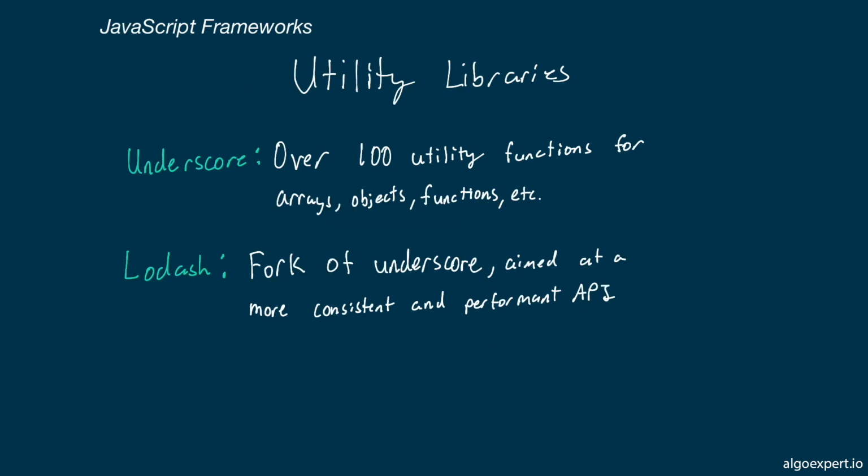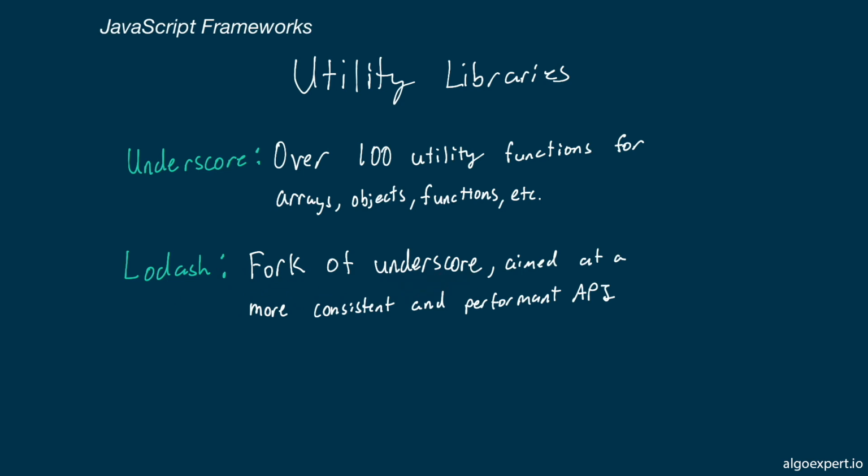Okay, so first I want to look at some utility libraries. Now, a utility library is simply a library, so it's a set of functions or other pieces of reusable code, and these functions are fairly generic. They're just JavaScript functions that can help us with manipulating objects, arrays, etc. So the two major utility libraries out there are known as Underscore and Lodash. Underscore was the first of the two. It has over 100 utility functions, and like I said, it is useful for manipulating arrays, objects, functions, strings, and so on. And then Lodash is actually a fork of Underscore, so many of the functions are very, very similar.